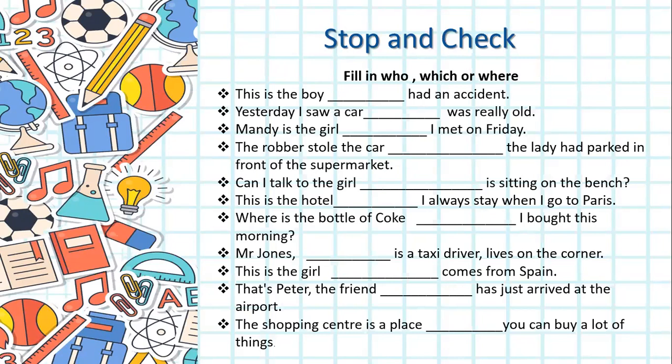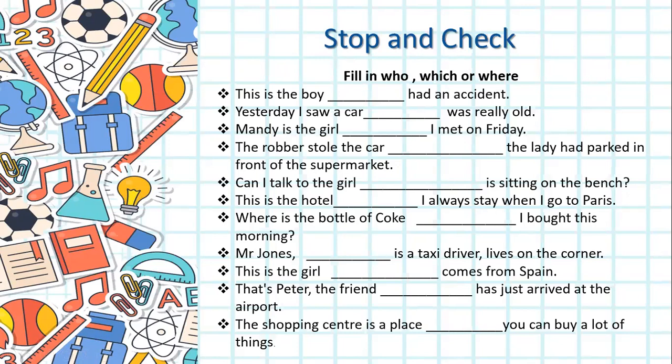What will be the answer? Who is sitting on the bench? Okay, so one more time. Can you read the sentence, please? Can I talk to the girl who is sitting on the bench? Yes, right. Good job. Next one. Next person. Other people, please be active. This is the hotel where I always stay when I go to Paris. Yes, right. Thank you.